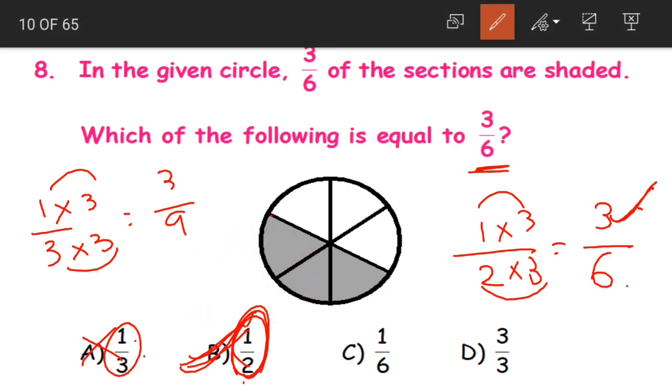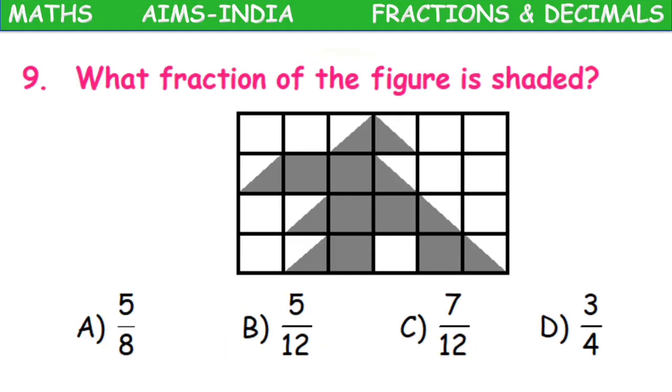Understood? One way was, just by looking at the figure, we can say that half of the portion is shaded. So, 1 by 2 becomes our correct answer. Or else you can find out the equivalent fraction. Next question. What fraction of the figure is shaded?